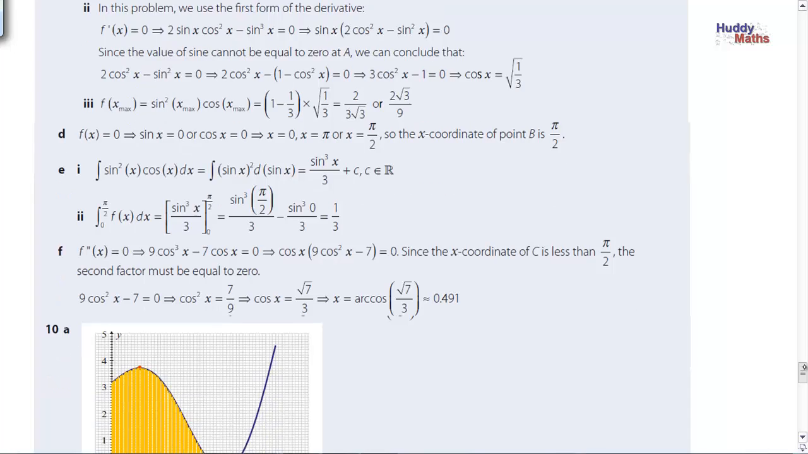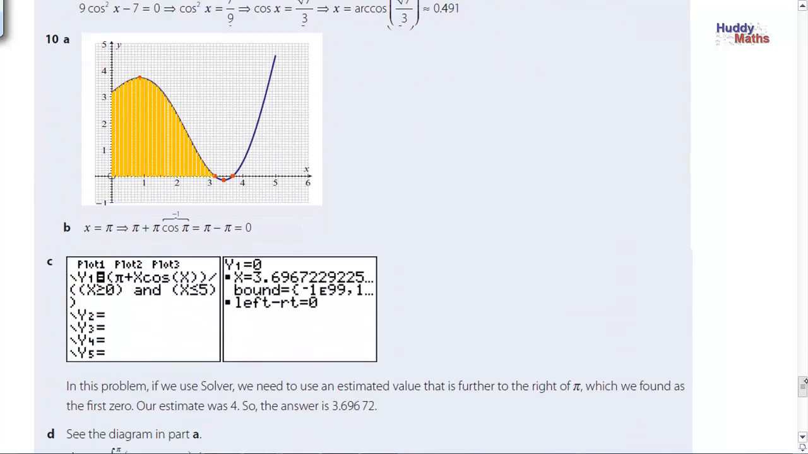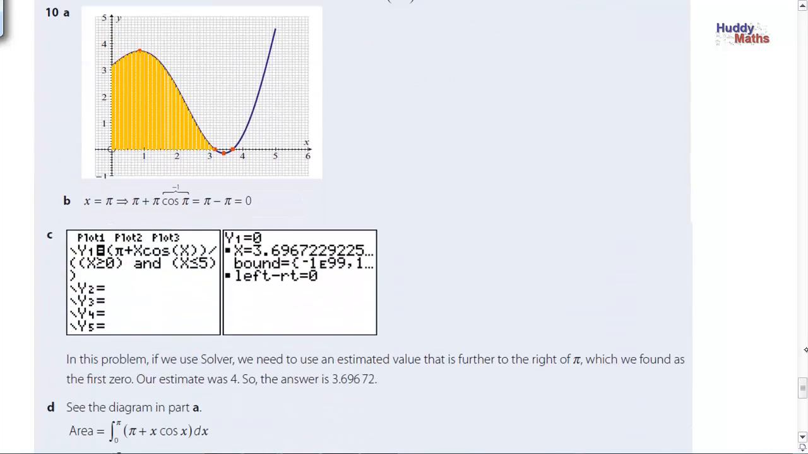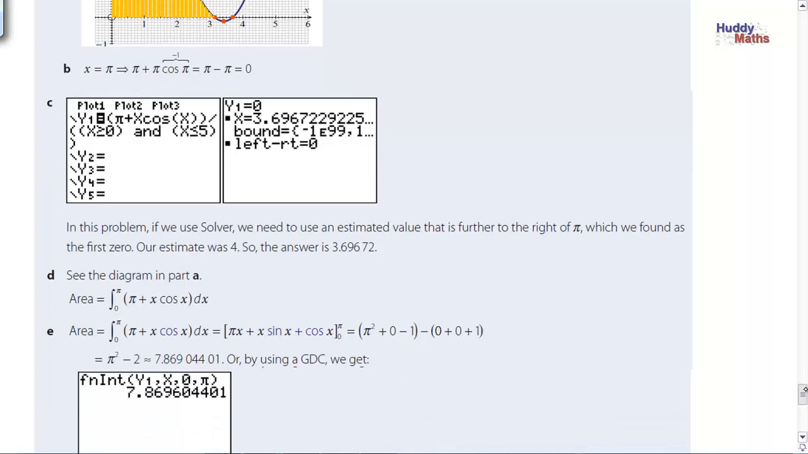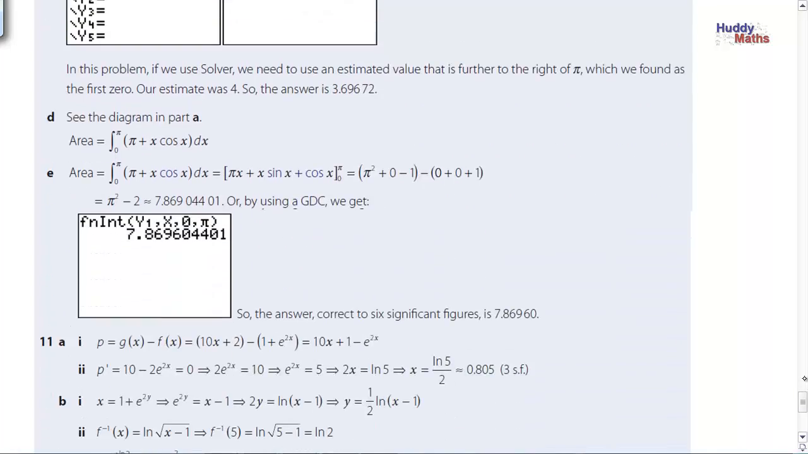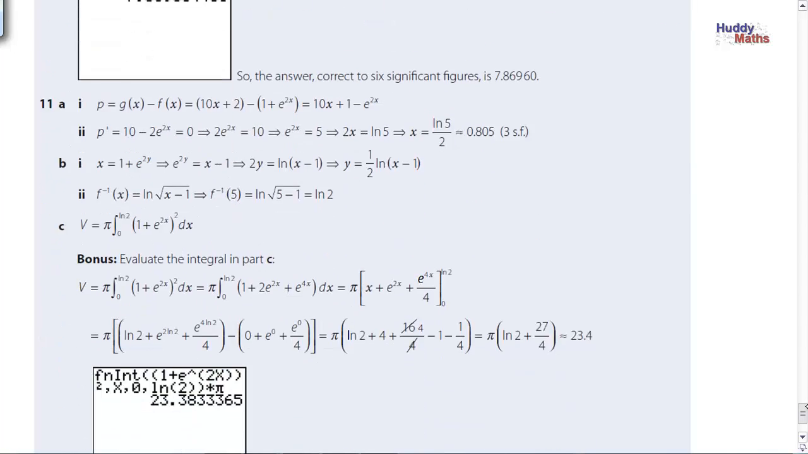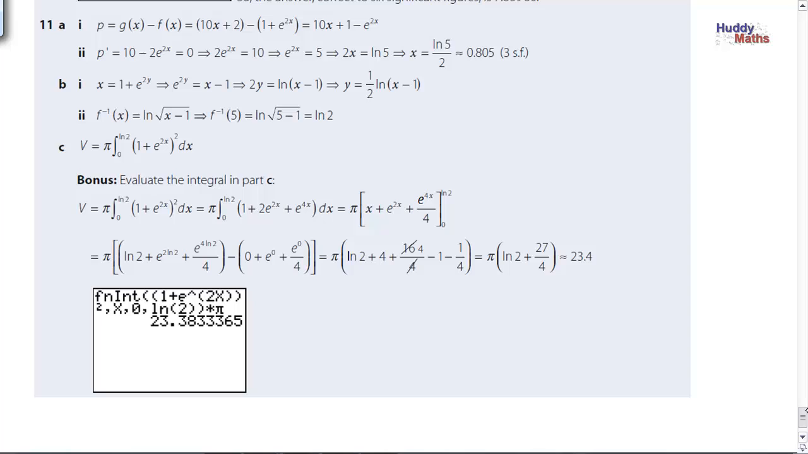Go to question 10 now. The rest of question 10. And question 11. And there we have it all.